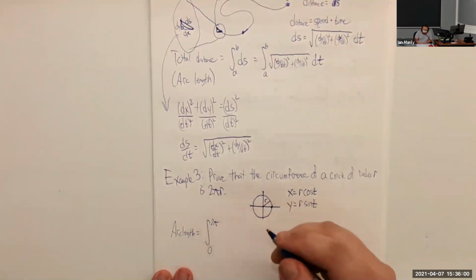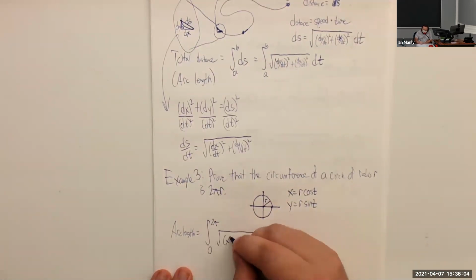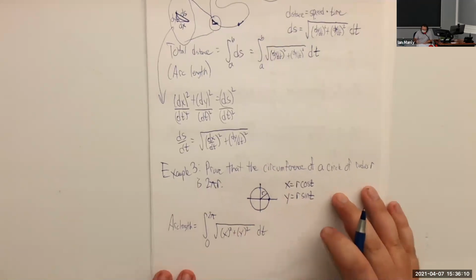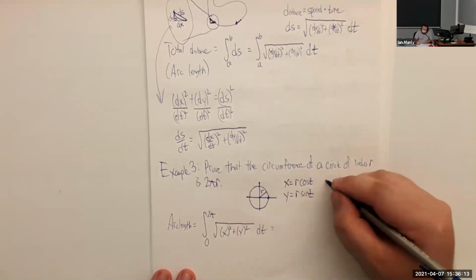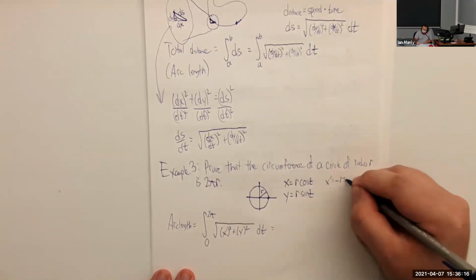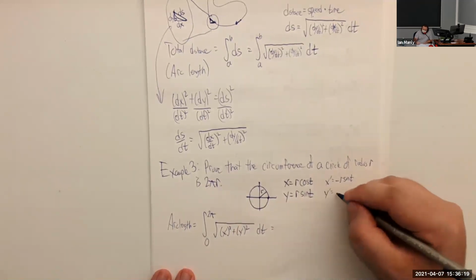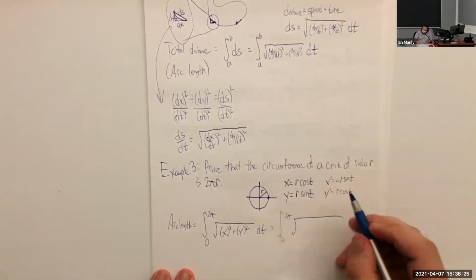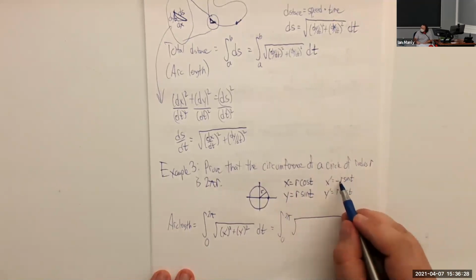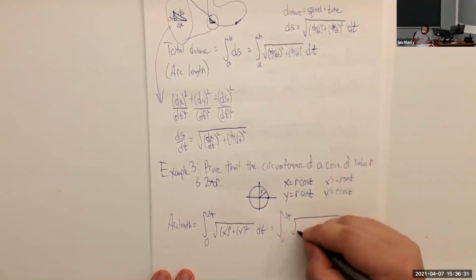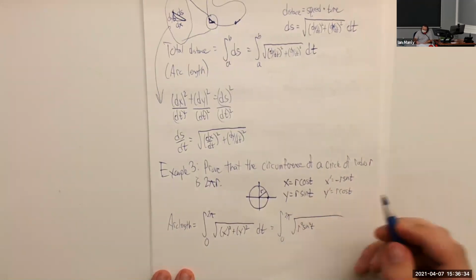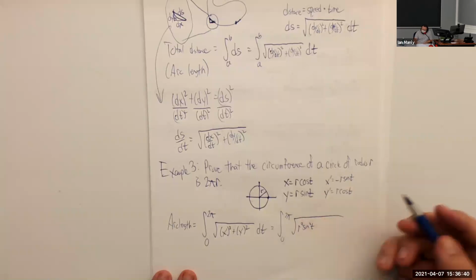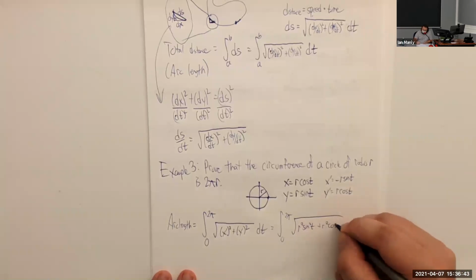So our integral will go from 0 to 2 pi, and we have the square root of x prime squared plus y prime squared dt right here. All right, well, let's see what x prime and y prime are. X prime is negative r sine of t, and y prime will be r cosine of t. So we have x prime and we square it, so the negative goes away. And then we have r squared sine squared of t. And then we have y prime squared, which is going to be r squared cosine squared of t.